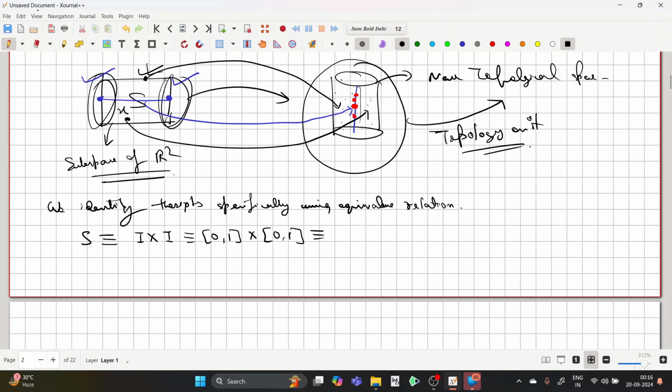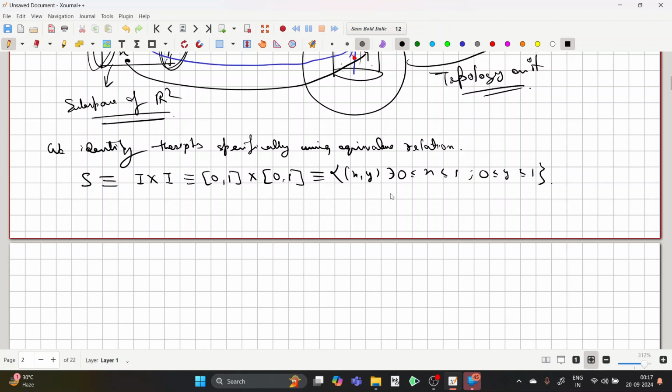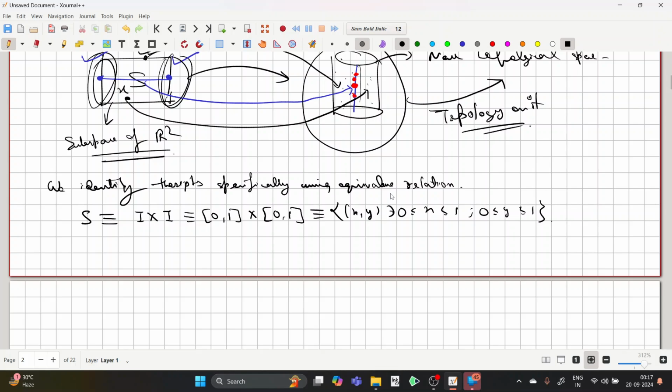which I can also write as simply the set of points (x, y) such that x is less than or equal to 1, greater than or equal to 0, and y is less than or equal to 1, greater than or equal to 0. Right? Okay, so this makes sense. Now what I'm trying to do is identify points on the vertical edges.